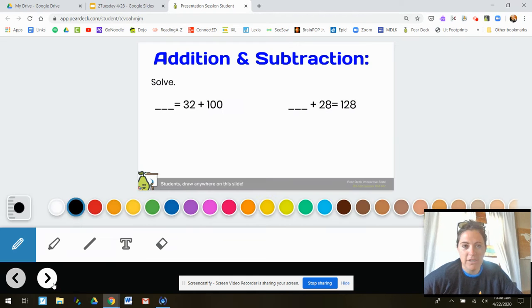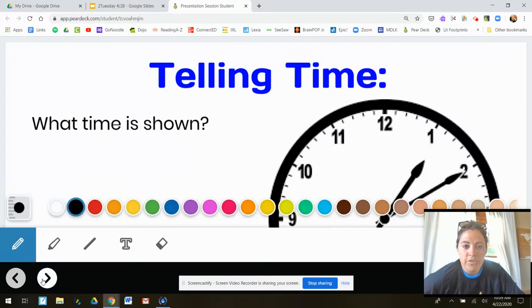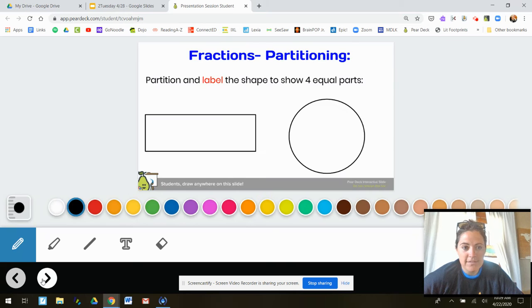Tuesday, building blocks, that was a new one. You guys have to fill in these blank parts, so make sure you're reading through that, like blank equals 32 plus 100, or blank plus 28 equals 128, okay? Tell us what time it is.